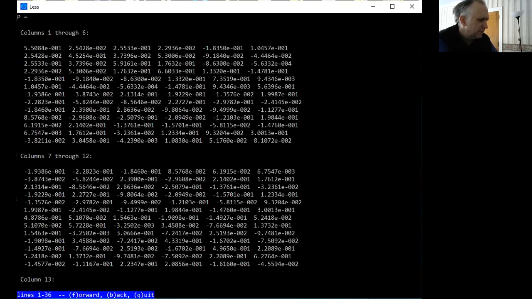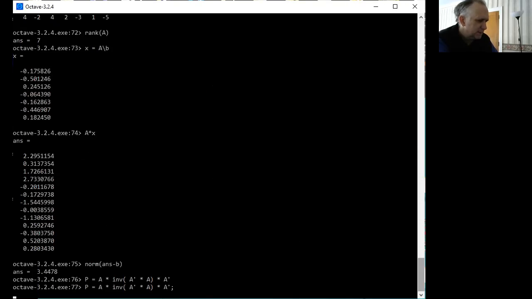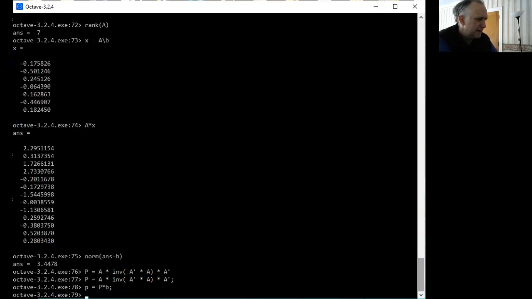Let's get out of here. If you suppress it, it doesn't do that. It still computes. So that's P. If I type P times B, I expect to get that vector up there, that AX. Okay, so let's check. Let's call this little p equals P times B. So let's suppress it. And now let's compare AX. Let's take the difference here.